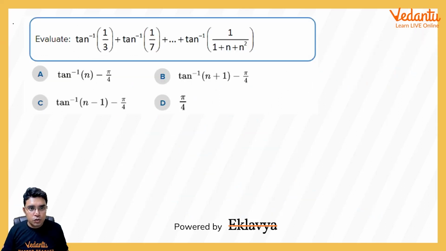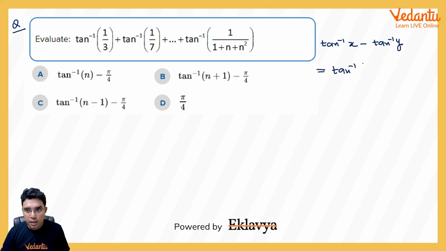Now coming to this question, in which tan inverse 1 upon 3 plus tan inverse 1 upon 7 and so on is given. First, those who are in 11th grade, you may not be knowing what is tan inverse. So for them, I will tell you one formula that is required to solve this question, and this formula is tan inverse x minus tan inverse y is equal to tan inverse of (x minus y) upon (1 plus xy), and this will be valid if x into y is greater than -1.